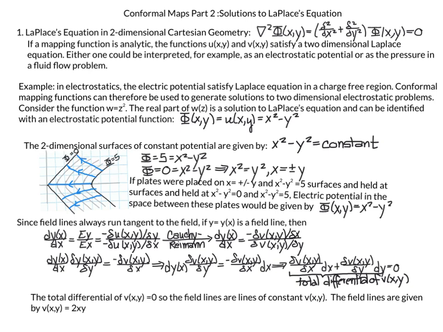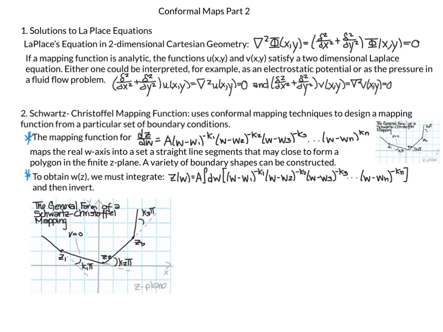They should cross perpendicularly. Our next topic is the Schwarz-Christoffel mapping function. It uses conformal mapping techniques to design a mapping function from a particular set of boundary conditions. What I'm going to do for you is not derive this mapping function here, but I'm going to give it to you, and then show you why it works. And what it will do for you is map the real w axis.